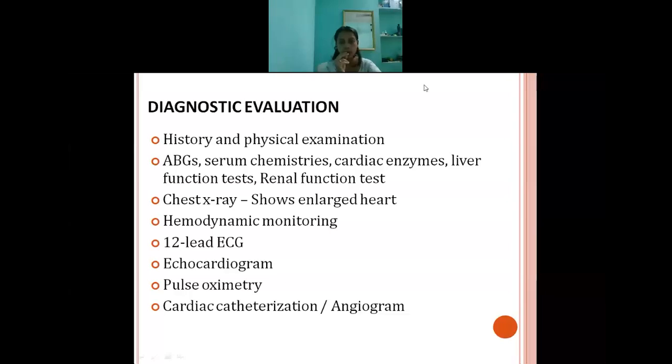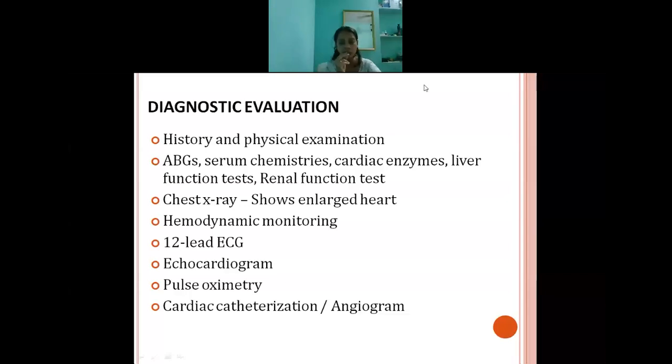And most of the time chest X-ray is also done. In the chest X-ray, what you can see is you can detect an enlarged heart. An enlarged heart will show that there is more workload on the heart. Because of that, the ventricle enlargement or hypertrophy can be detected.